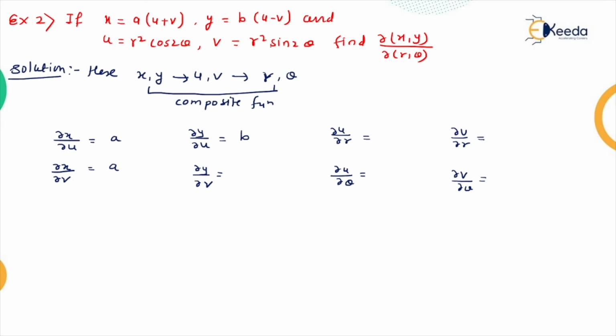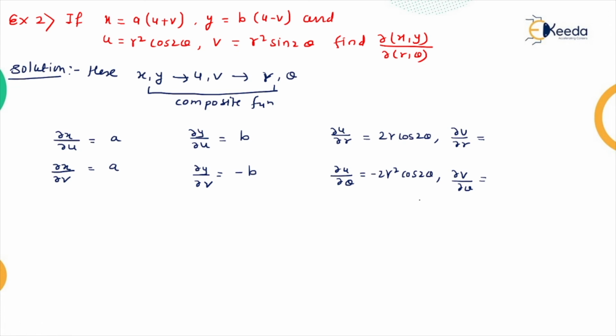You have to observe this ∂y/∂v, that is a minus b, right? So you have to just observe this value. Now the next value is ∂u/∂r, that is 2r cos 2θ, and 2 minus 2r² cos 2θ. You just observe here ∂u/∂r and ∂u/∂θ, right?